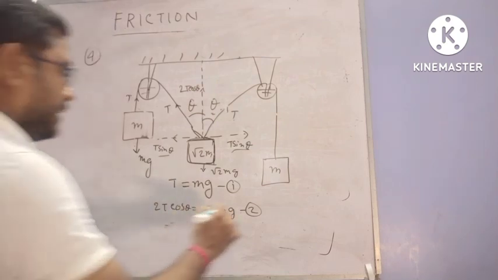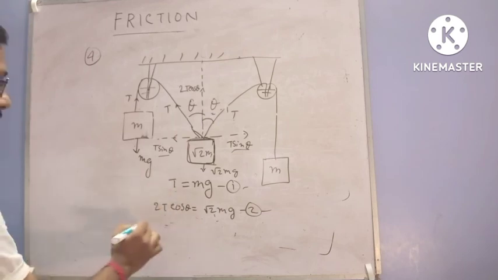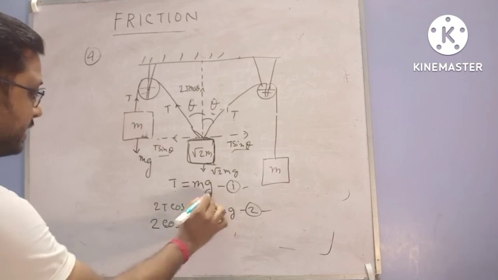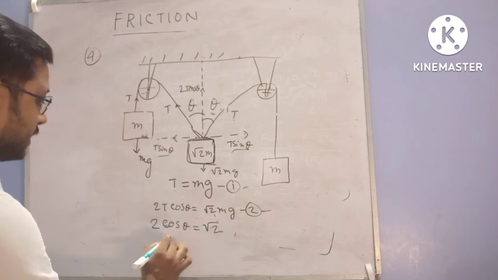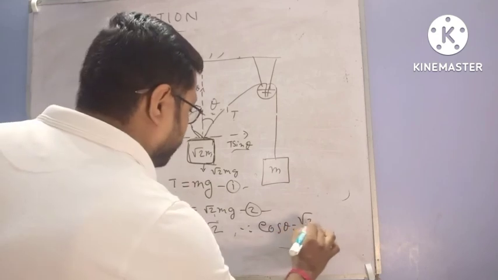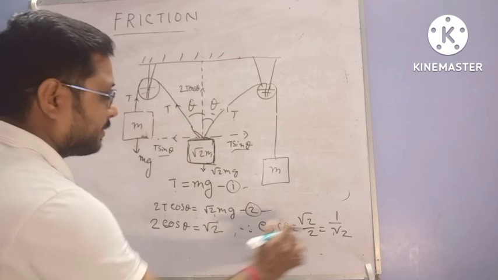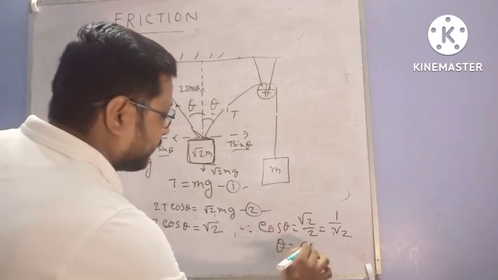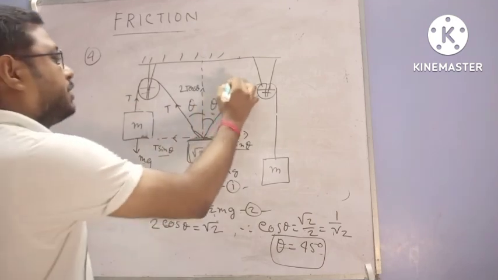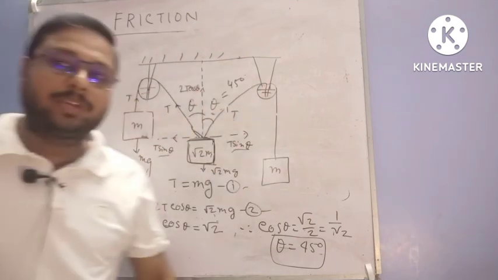If we divide equation 2 by 1, then T cancels, and 2 cos theta equals root 2, mg cancels. Therefore, cos theta equals root 2 by 2, that is 1 by root 2. Now, cos theta equal to 1 by root 2 means theta equals 45 degrees. Therefore, theta equals 45 degrees so that the system remains in equilibrium.